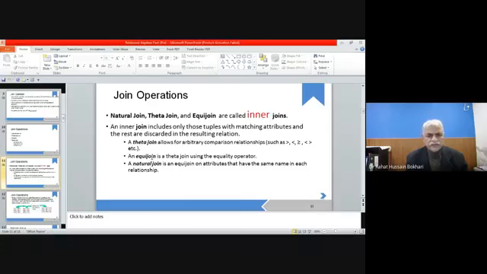The equijoin is also a kind of theta join, but the operator used in the condition is the equality operator. So natural join is an equijoin on attributes that have the same name. Although the natural join does not explicitly mention that condition, implicitly it is there: the common attributes must have the same value, and the names of the common attributes in the two relations, R1 and R2, should be the same.